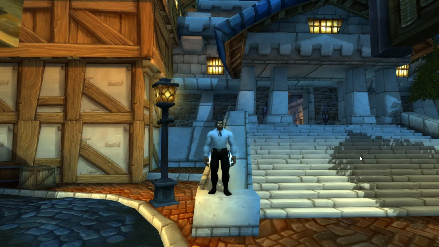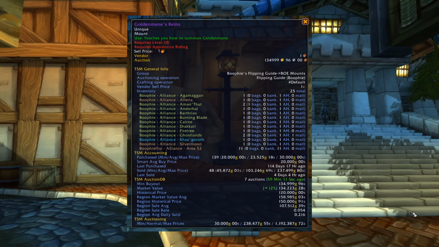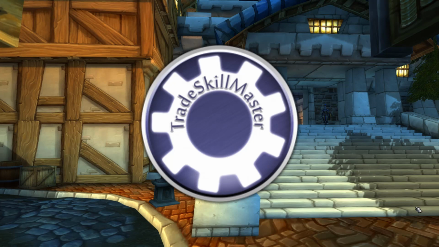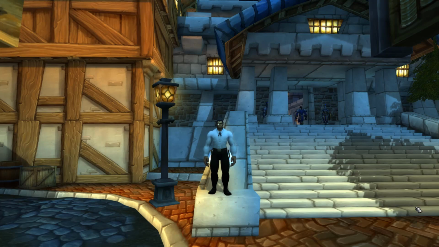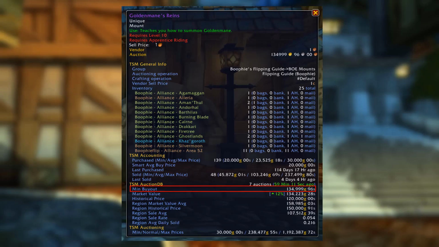Hey guys, in this video I'm going to be teaching you what all the different numbers mean on the TSM tooltip. Now TSM is an add-on which gives you a whole heap of information about items and their prices that are being sold on the auction house. So if we look at the tooltip, we'll start off with the min buyout.